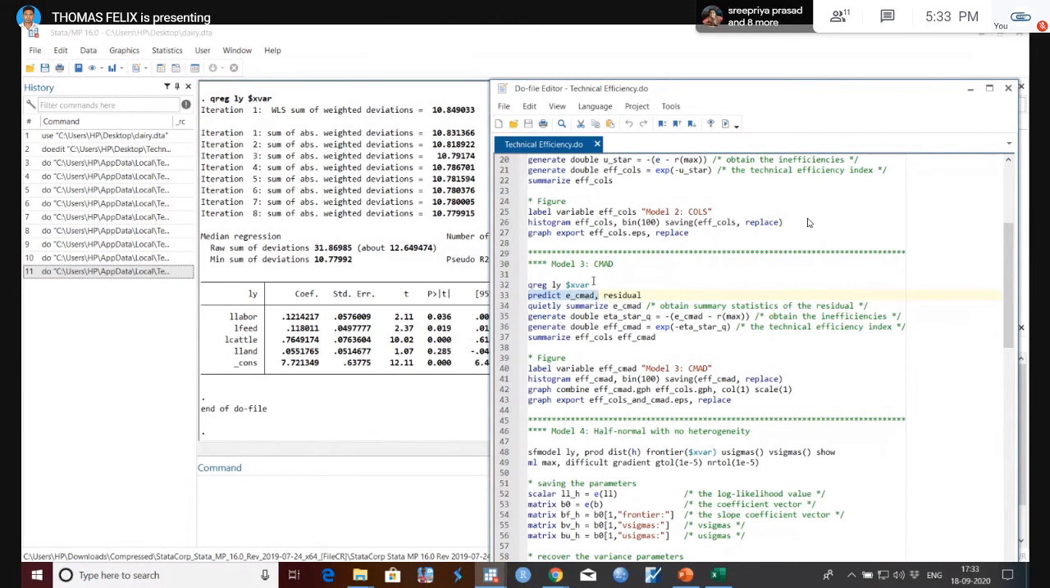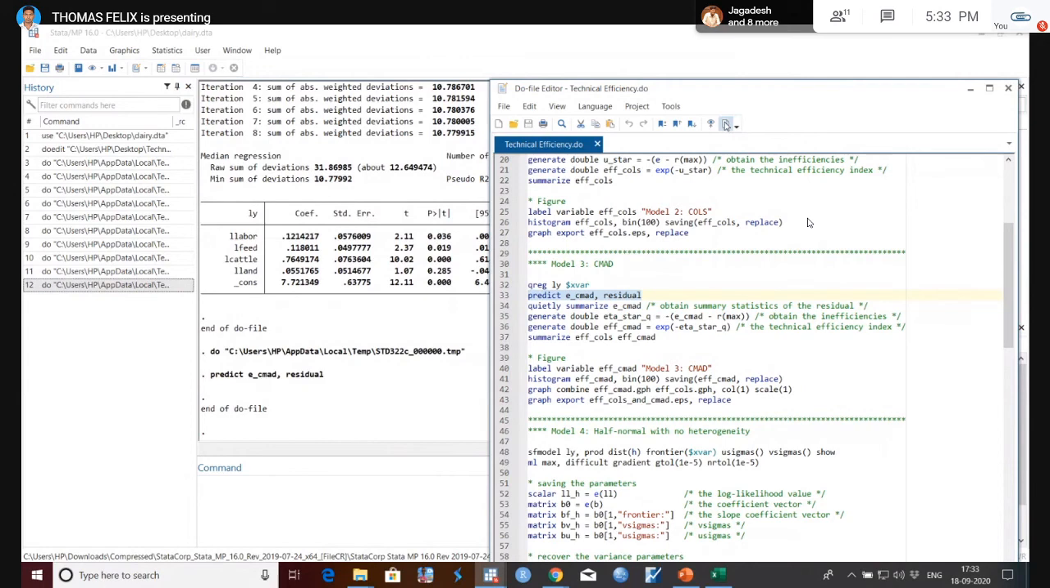Earlier we used the error for OLS. Now I am naming it error for CMAD, comma residual. Using that, I can predict the errors. As I said, CMAD also uses the same pattern. Here also the formula for calculating the technical efficiency is the same, exponential minus u. Here the name is different, but it has the same meaning. Exponential minus u is the formula to predict the technical efficiency.